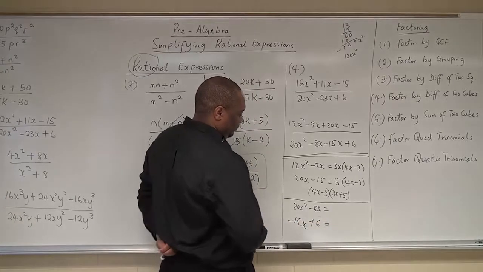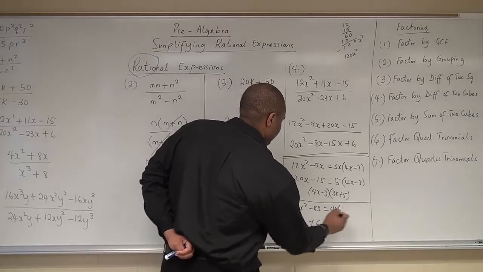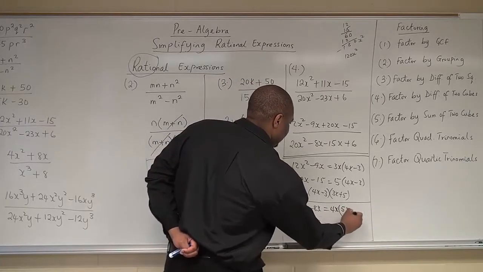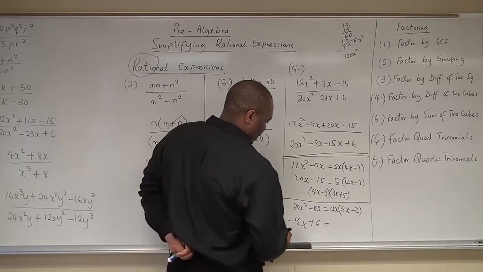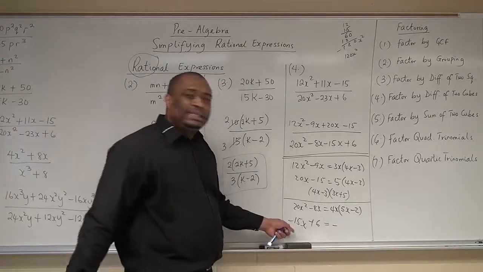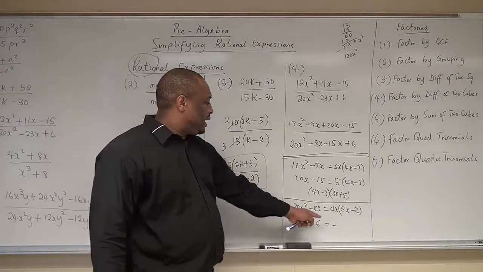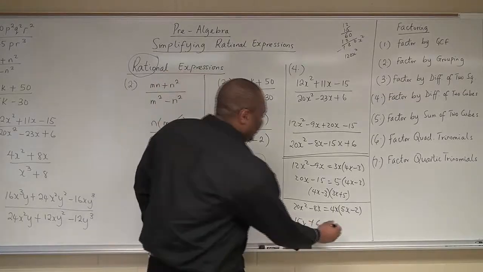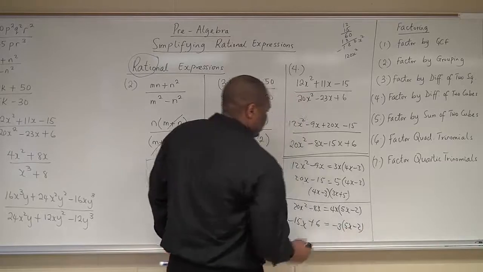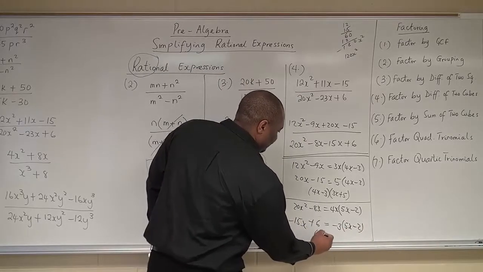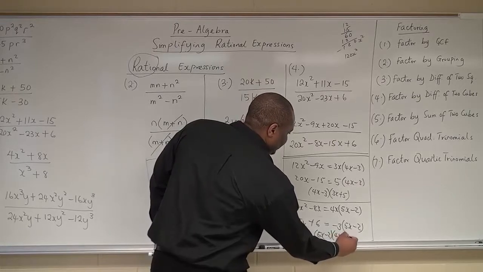What is common here? 4x is common, and you have 5x minus 2. Then here, what is common? Negative, because remember, this is a leading negative, so you factor out the negative first. Negative 3 is common here. This is 5x minus 2. So you have 5x minus 2 and 4x minus 3.